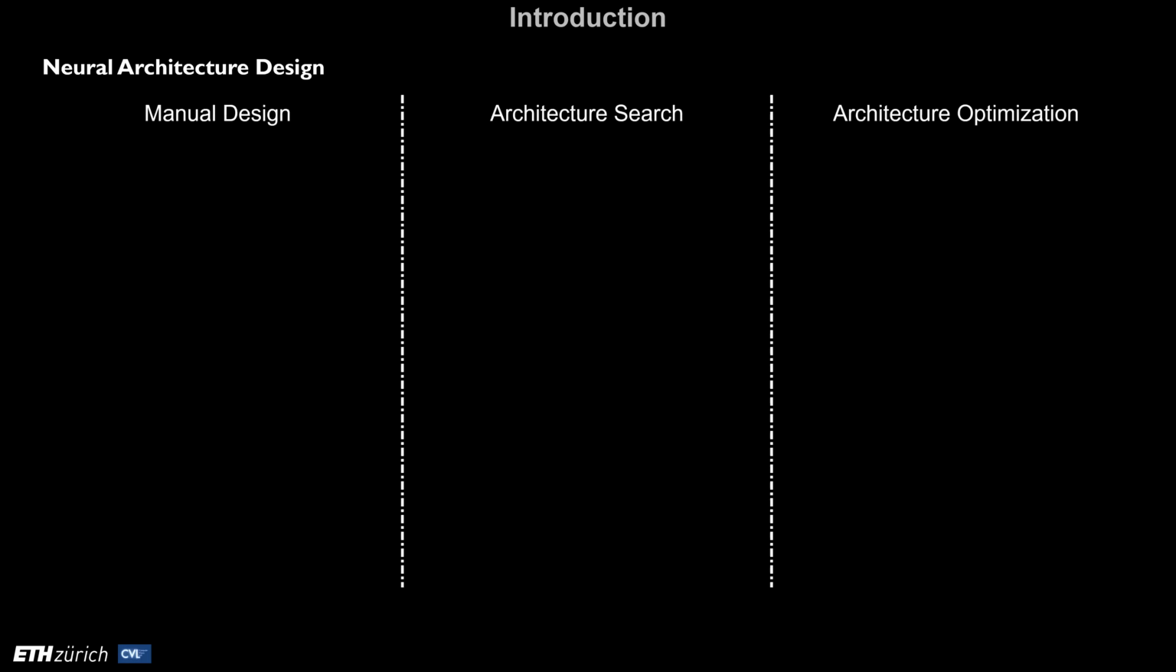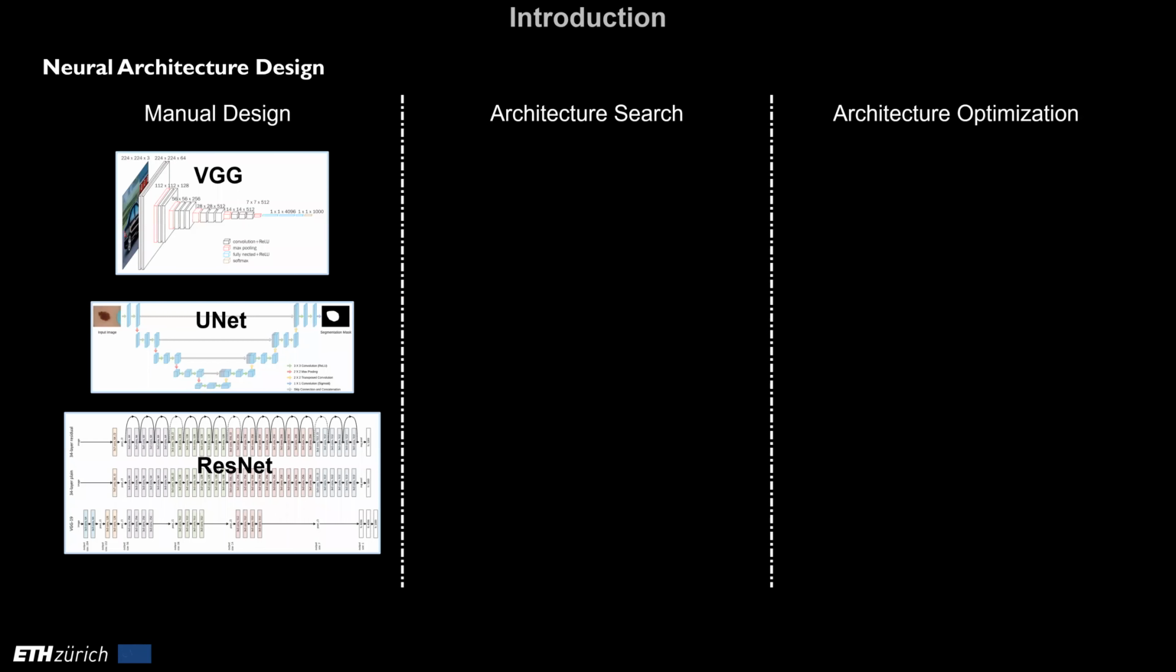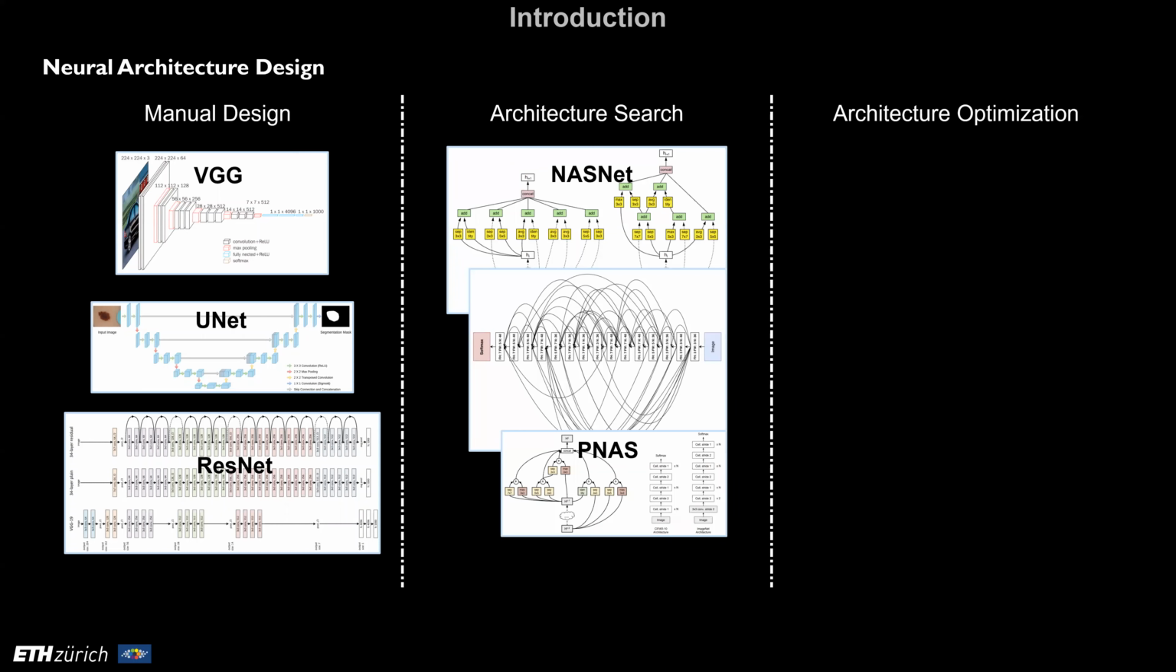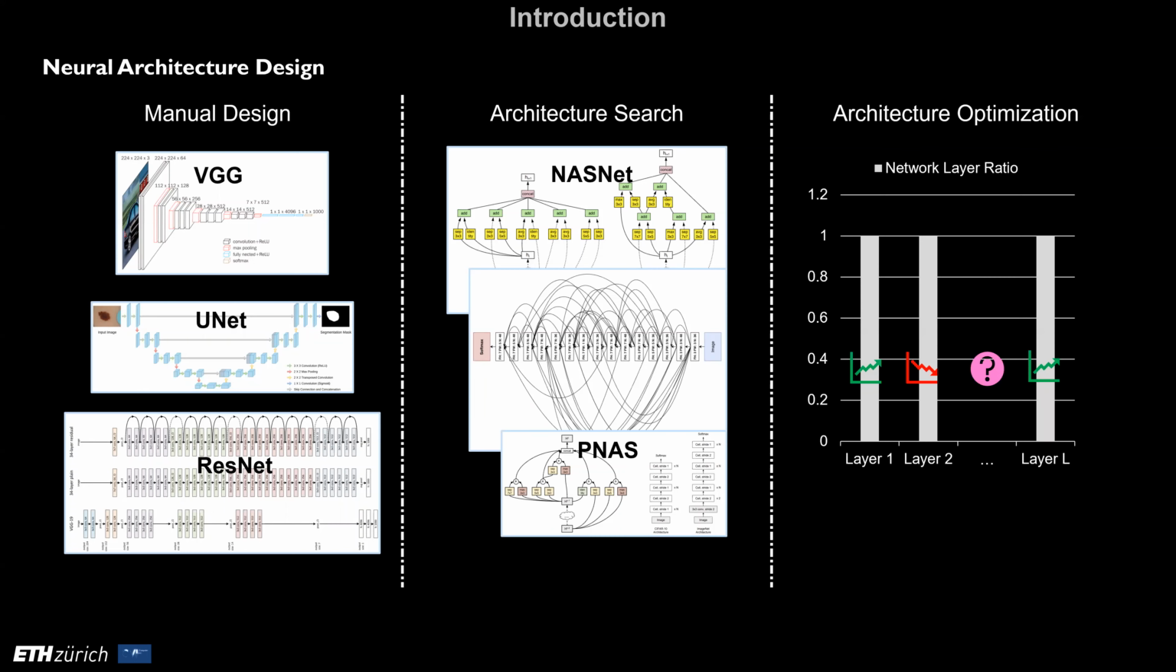Since the advent of the deep learning era, neural architecture design has been very important. There have been manually designed network architectures such as VGG, VNet, and ResNet. And of course, another research direction is neural architecture search, such as NASNet and PNASNet. In this paper, we focus on a design space that is usually overlooked by previous methods.